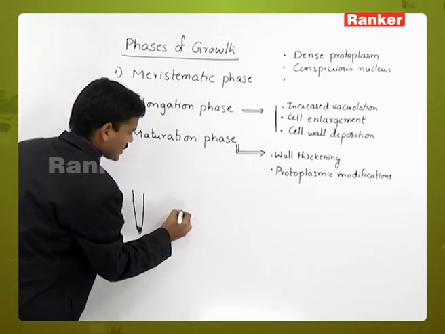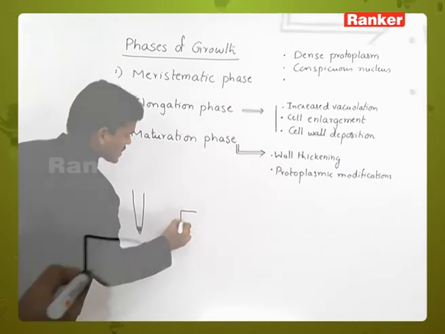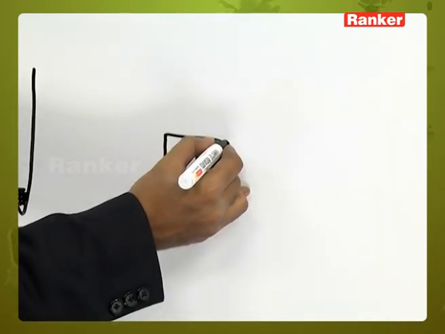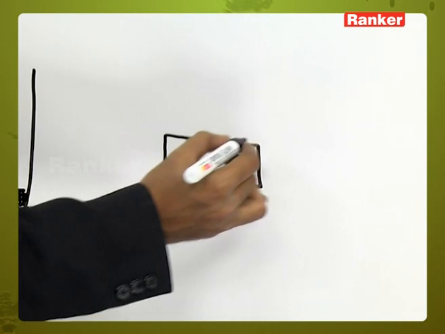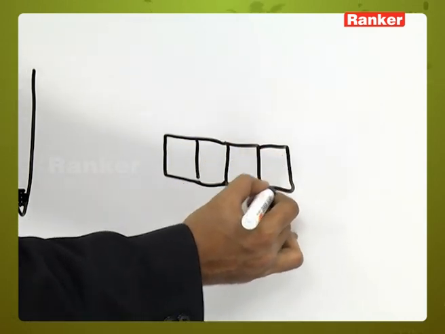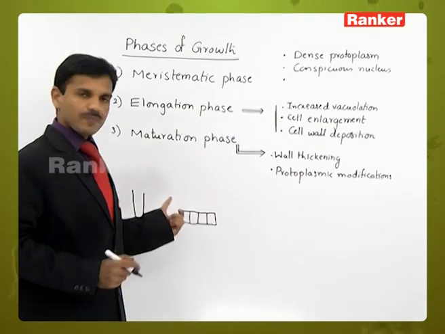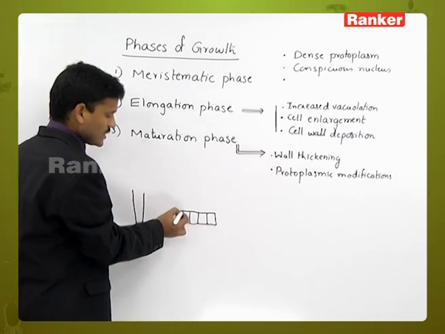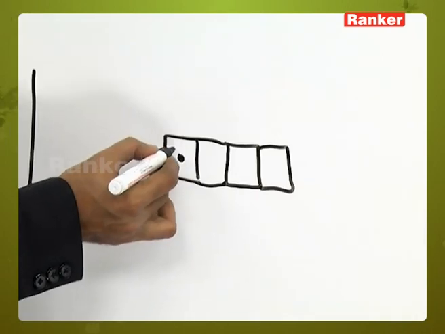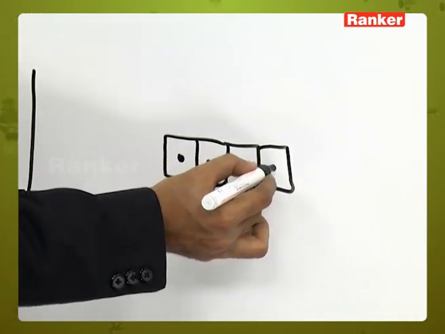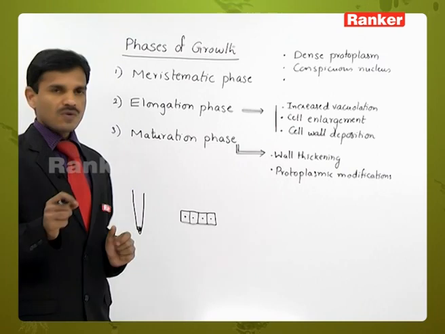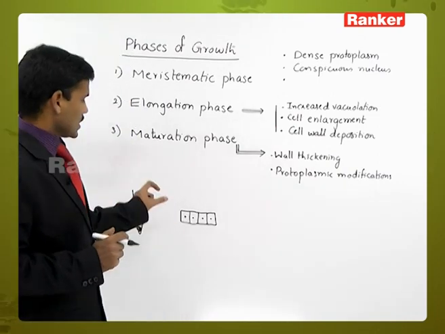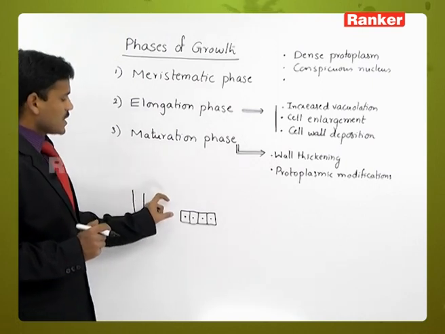If you see the meristematic tissue here, the meristematic cells are very small in size, compactly arranged, and young cells. They are primary cells having primary cell walls. So the cell wall is thin, with a prominent nucleus and dense cytoplasm. The cell walls are cellulosic and primary in nature, and they are thin. These are the characteristic features of a meristematic tissue.